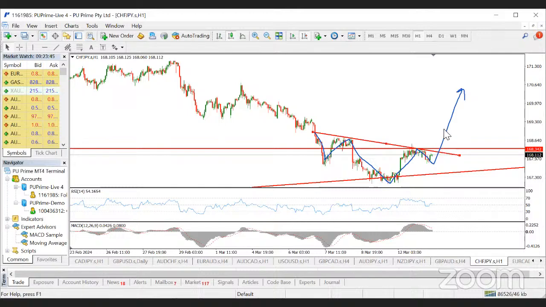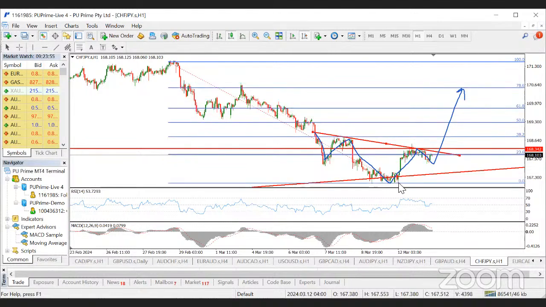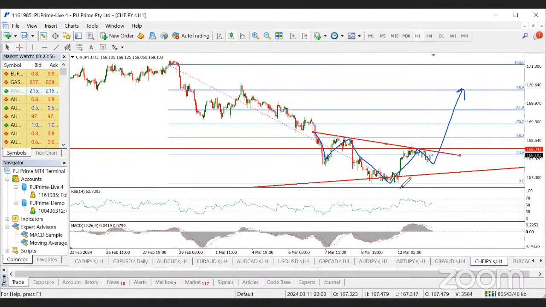So we'll be looking to make entry once price breaks out, at least above this current most recent high. When we have a new candle above 168.34, it will be time to trigger a buy on CHF JPY. And for profit levels, we can target profit using Fibonacci.